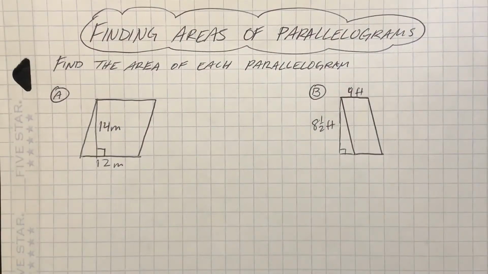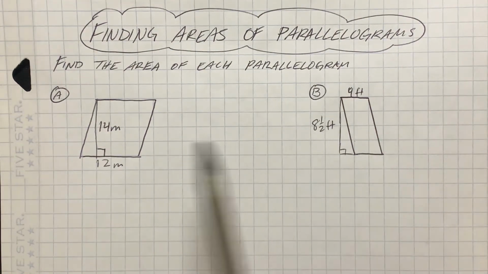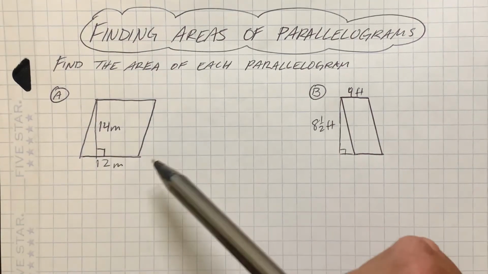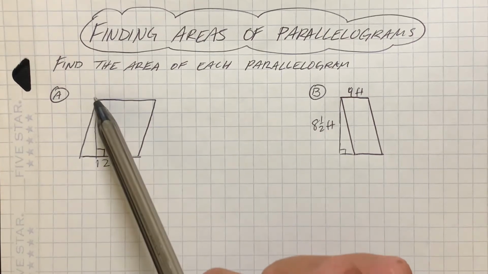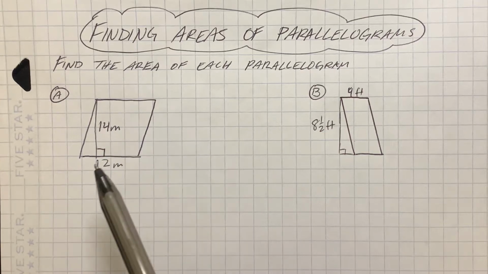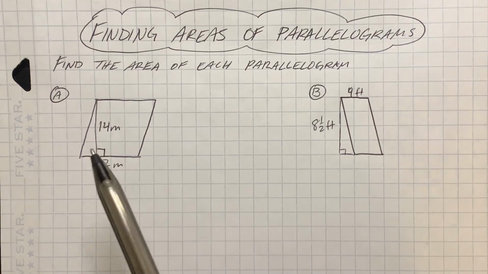So again, we're going to continue by finding the areas of parallelograms. Our directions tell us to find the area of each parallelogram. So we have two examples here, A and B. In the first one, you have this rhombus. It's kind of like a diamond. The height of this from the vertex all the way down to the base is 14 meters. The width, or the base, is going to be 12 meters.